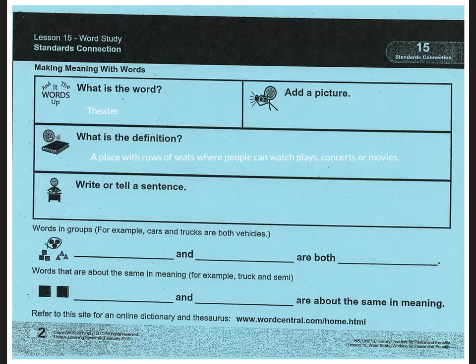We always put our vocab word at the end of this sentence and at the beginning of this sentence. So the definition of theater is a place with rows of seats where people can watch plays, concerts, or movies.